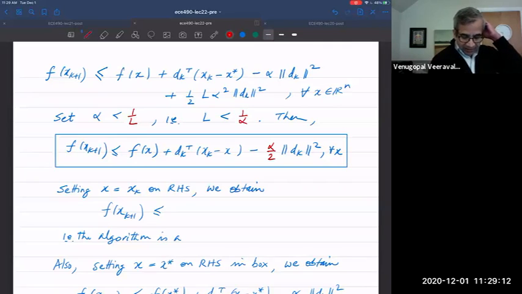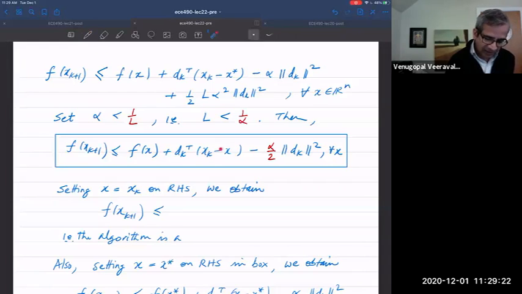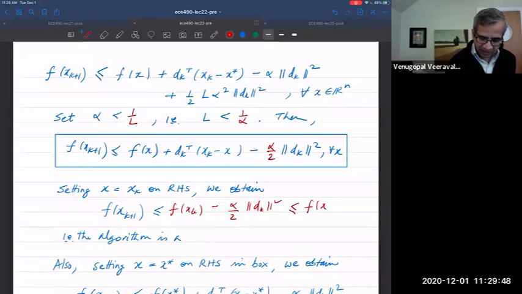Suppose I did this, then what happens? Then you see that if I set x equal to xk, then this term goes away. This is just true for all x. So I'll set x equal to xk, and then I just get that f of xk plus 1 is less than f of xk minus alpha over 2 dk squared, which is of course less than f of xk, because the second term is negative.